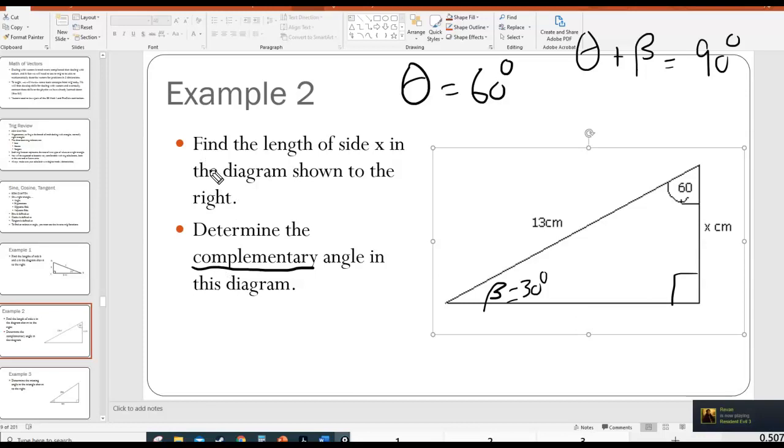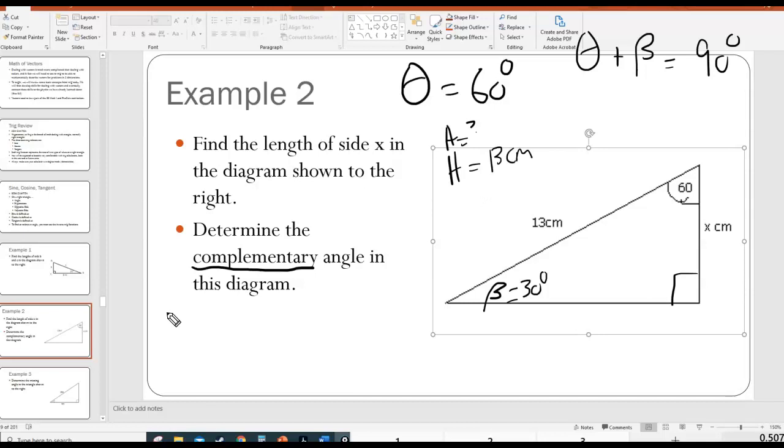So let's get back to the first question. We're actually given this angle up here. We're asked to find the side length of x, which is adjacent to the 60 degree angle. We're given the hypotenuse, and because we have the hypotenuse, okay, that's 13 centimeters, and we want to find the adjacent side, that's our unknown, we're going to use a trig relation that has adjacent and hypotenuse.